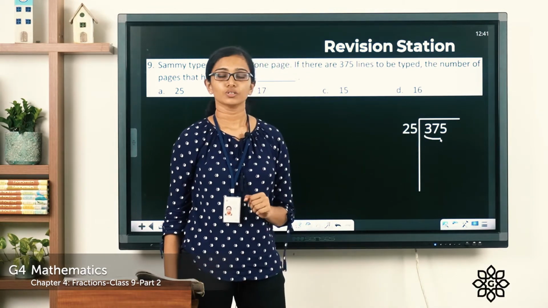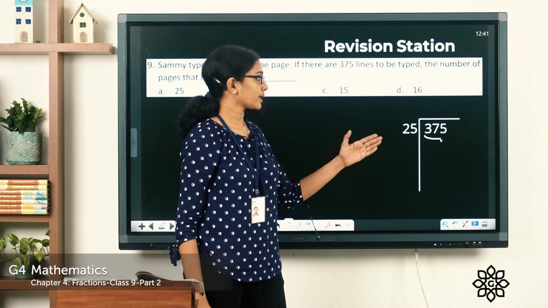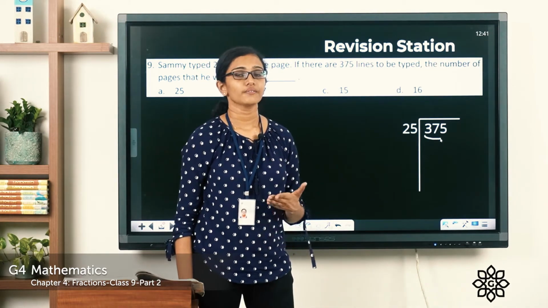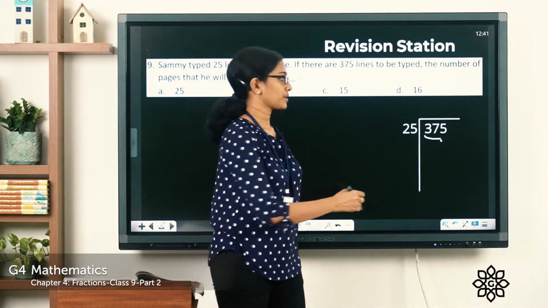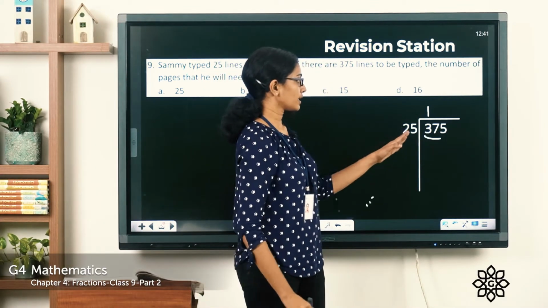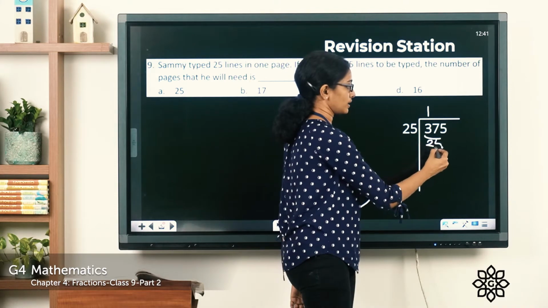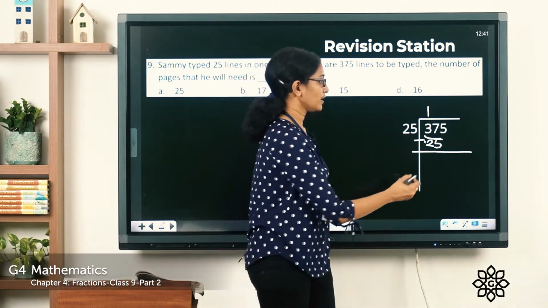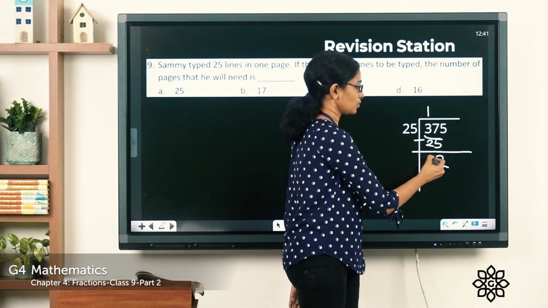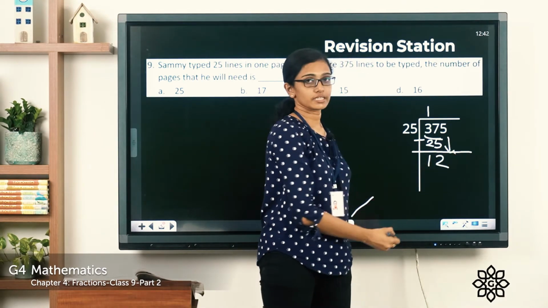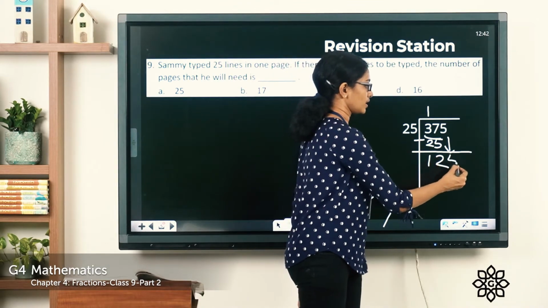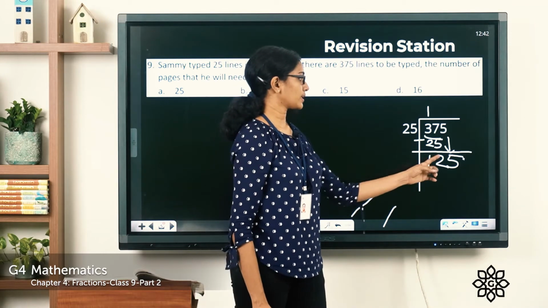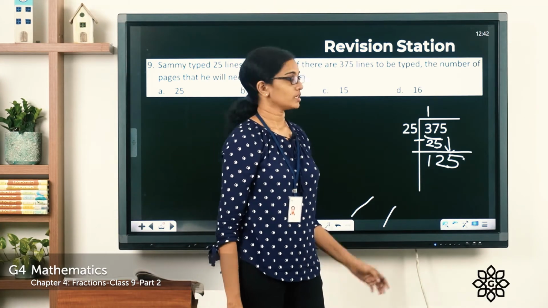37 divided by 25. How many 25s will go in 37? 25 ones are 25, but 25 twos are 50. So let's take 1. Writing 1 here. 1 into 25 is equal to 25. Now subtracting these two numbers gives you 7 minus 5, 2. 3 minus 2, 1. Bringing the next digit down, which is 5. Now we have 125. The next step is to divide this 125 by this 25.